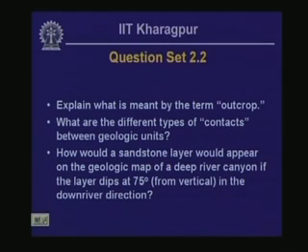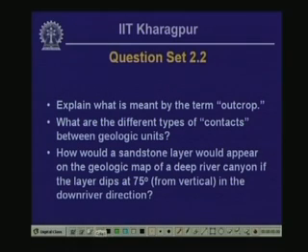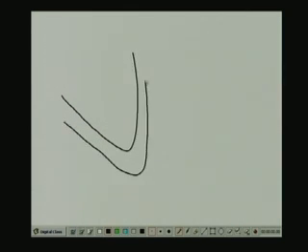The third question that I asked was, how would a sandstone layer appear on a geologic map of a deep river canyon if the layer dips at 75 degrees in the downriver direction? Now recall from what we discussed in the previous classroom presentation that when there is a dipping layer going across a valley, then the outcrop of that particular layer takes the shape of a V or a U.